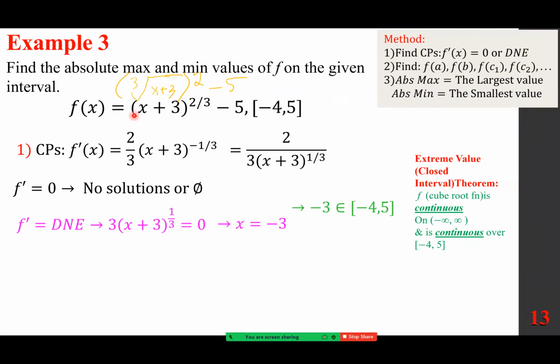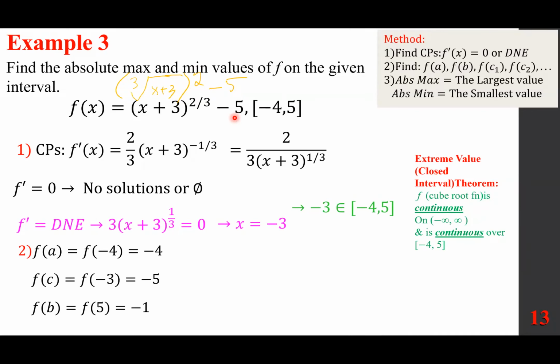Now we are going to evaluate this function at -4, at 5, at -3. And by the way, I hope you see if you plug in -3, this goes to 0, the answer is -5. That's the easiest one. What about the others? If I plug in -4 I get -4. If I plug in -3, I get -5. If I plug in 5, I get -1. I'm going to quickly show you.